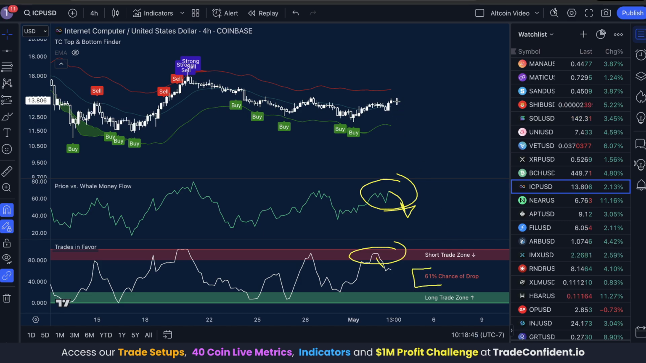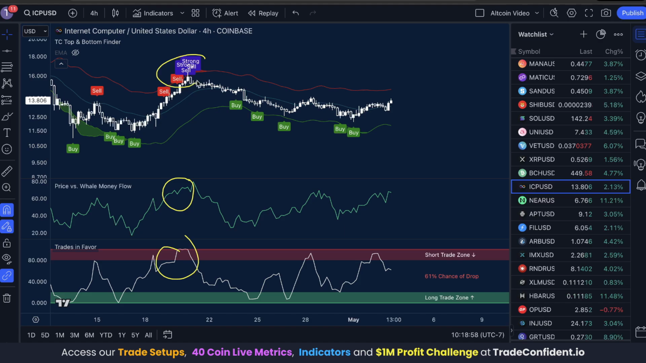We've not yet seen a sell signal, but I'm betting if the price continues moving down, we'll see a sell signal or even a strong sell signal, all 3 of which combine to see moves down. And if you want proof, price versus whale money flow high, trades in favor high, strong sell signals saw the drop. So this is what we're watching out for.